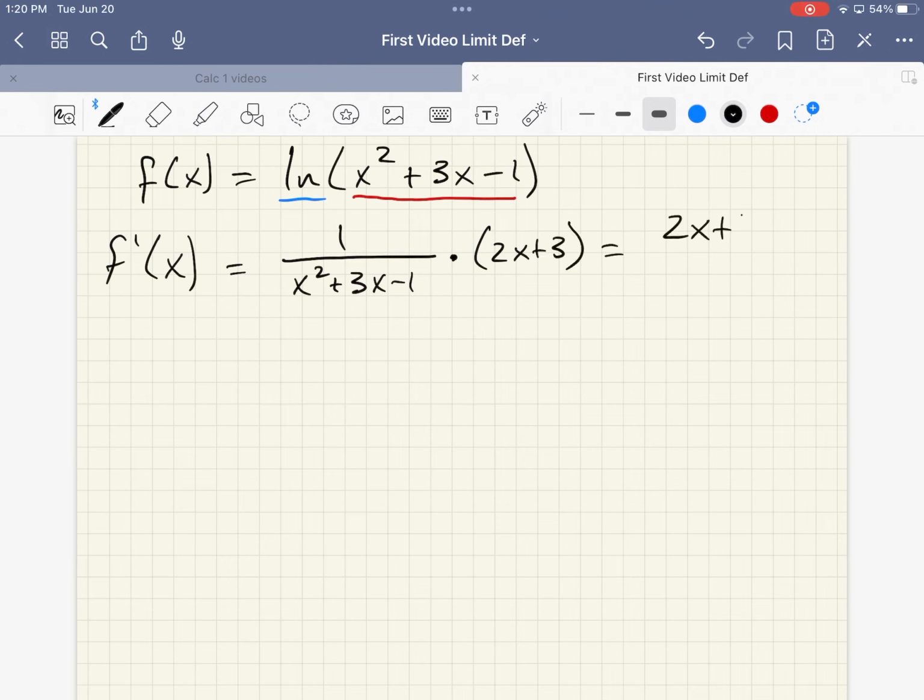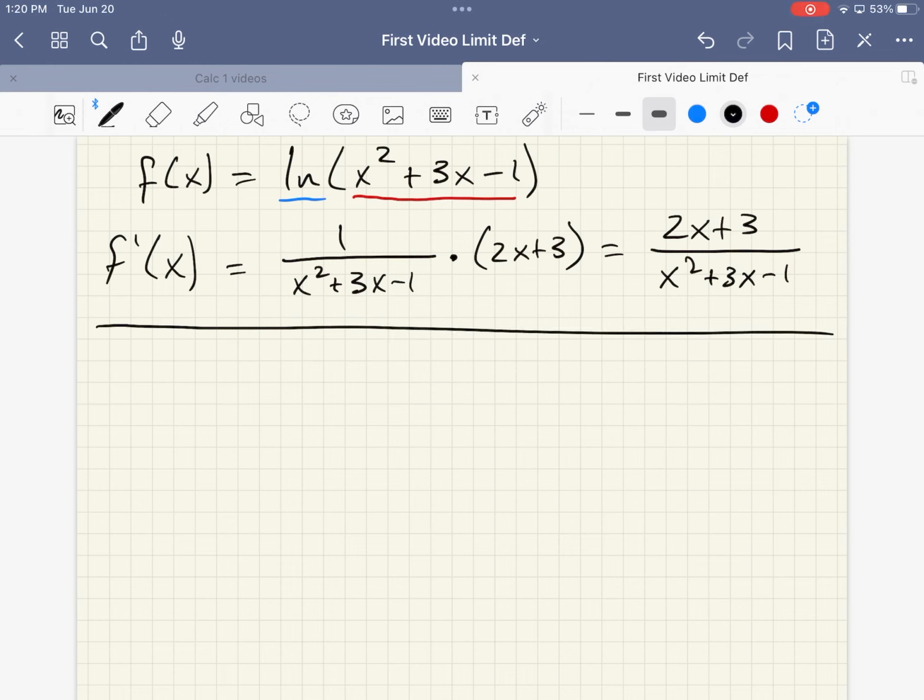So we would probably write this as 2x plus 3 over x squared plus 3x minus 1. Now, be careful to note that every once in a while on these natural log ones, you might be able to cancel something out. In this case, we can't. Okay, good. Let's try one more.